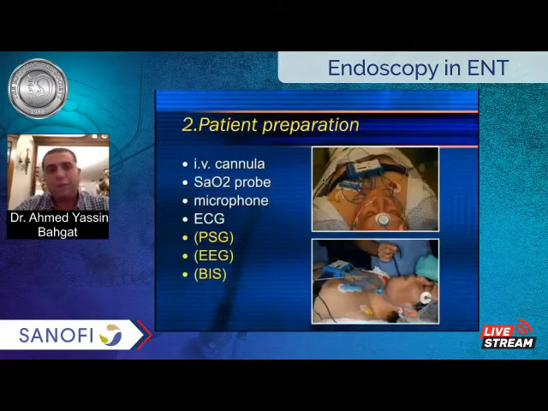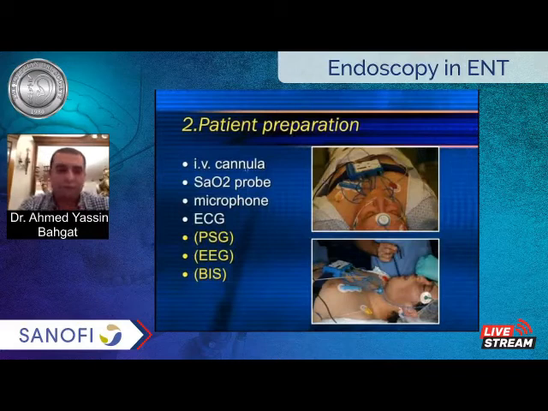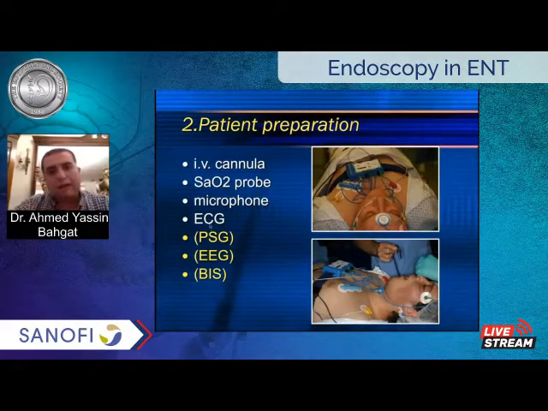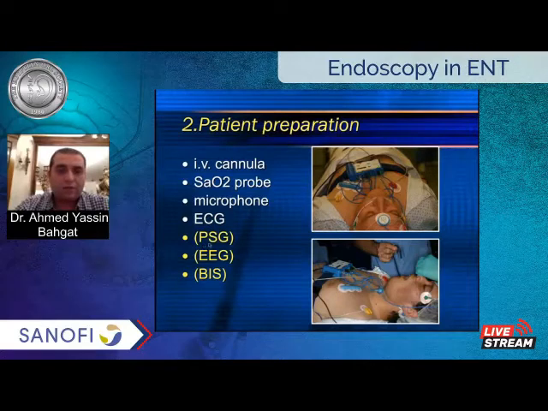What is patient preparation? We just need an IV cannula to give the patient the drug, and oxygen saturation. If you have ECG and the microphone, it's okay. If you don't, it doesn't matter. Other options are polysomnography, EEG, or bispectral index, BIS.